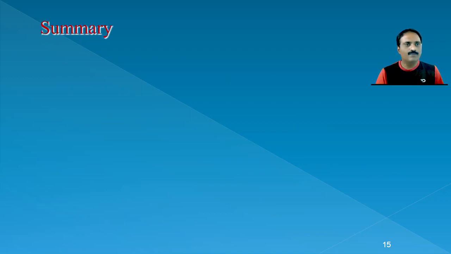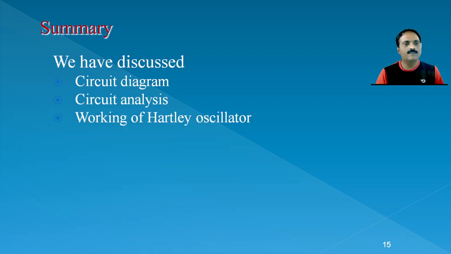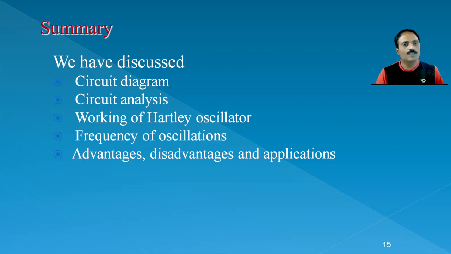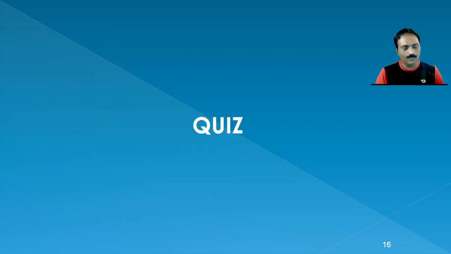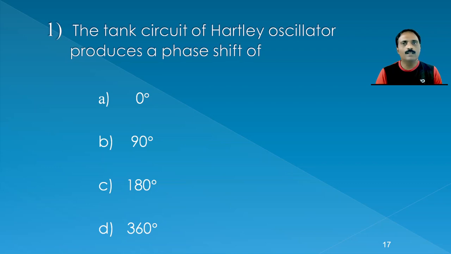So let me brief you the summary, meaning the topics that we have discussed till now: the circuit diagram of the Hartley oscillator, its analysis, working, frequency of oscillations, advantages, disadvantages and applications. So let me give you some objective type questions here. The tank circuit of the Hartley oscillator produces a phase shift of, these are the options we have, and the answer is 180 degrees, option C.